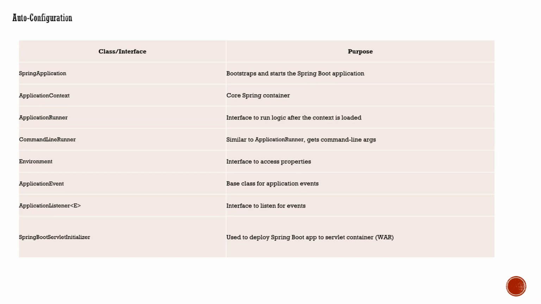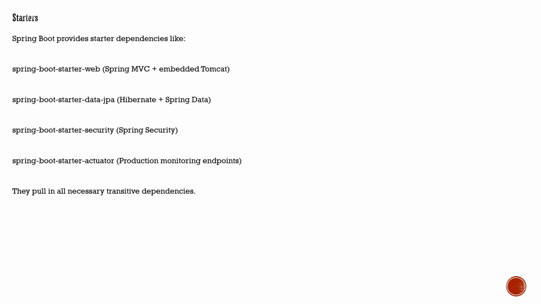Then you can decide on interfaces to access certain properties based on the environment. We have the base class for the application event. We have interfaces which are going to listen to certain events. Then we have a class which is going to deploy your application to a servlet container, either using the war or the jar file. Now there are starter dependencies.